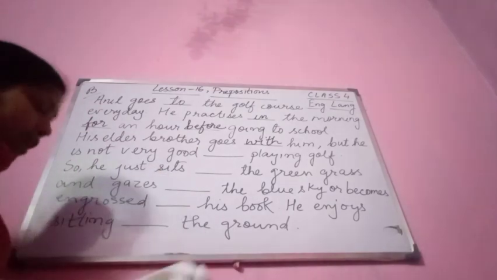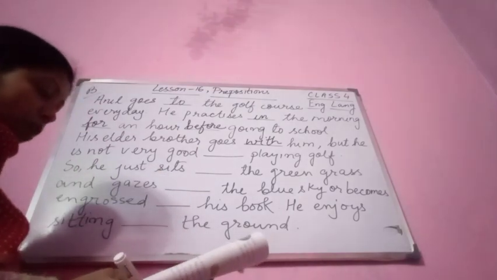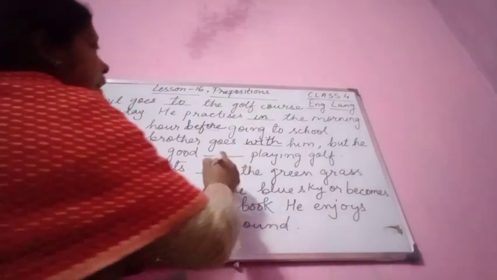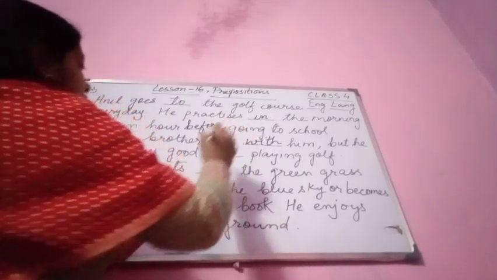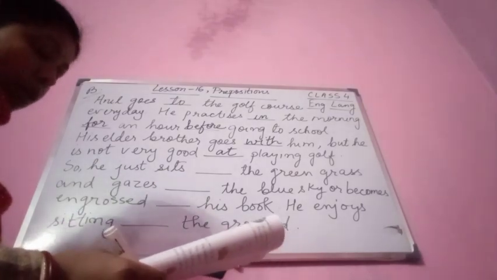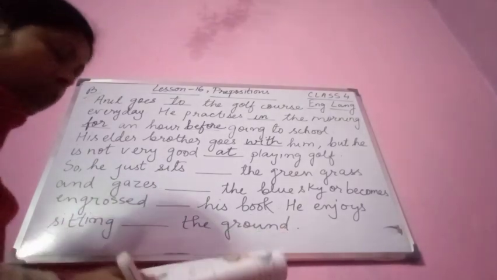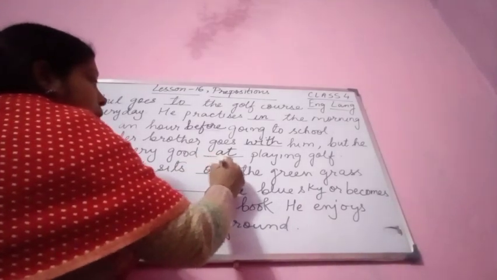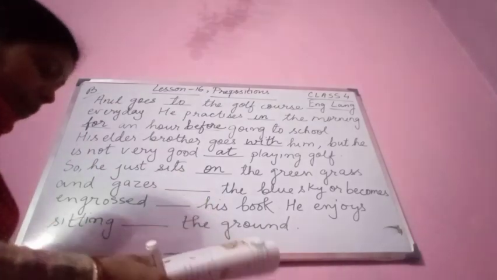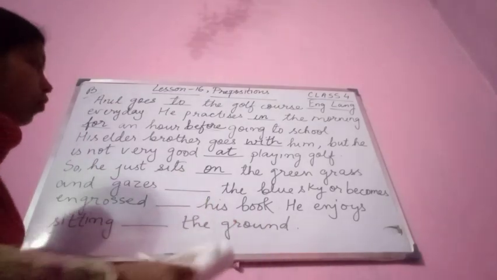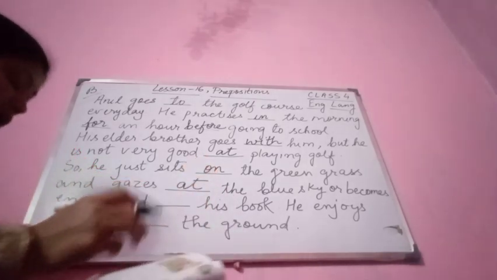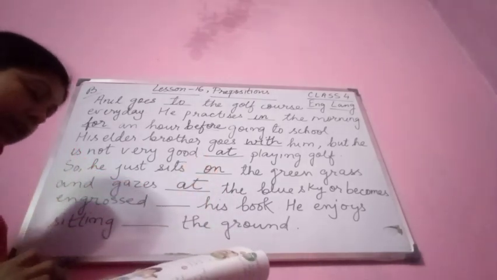But he is not very good at playing golf, at or to? But he is not very good at playing golf. Alright, okay. So he just sits up or on? So he just sits on the green grass, because here we are using on, because on is for the surface. On the green grass, and gazes at or over the blue sky? So gazes at the blue sky, or becomes engrossed between or in his book.